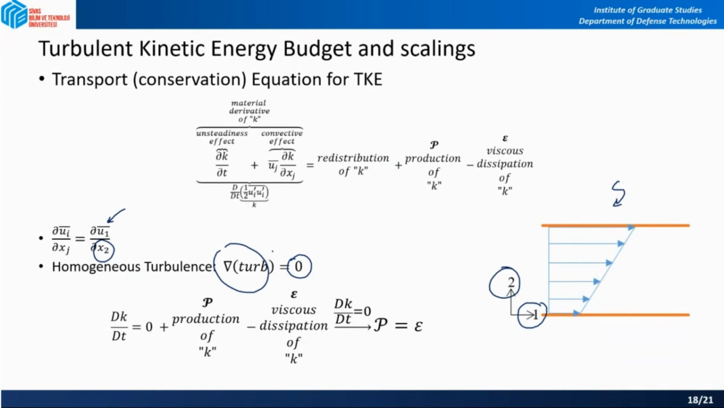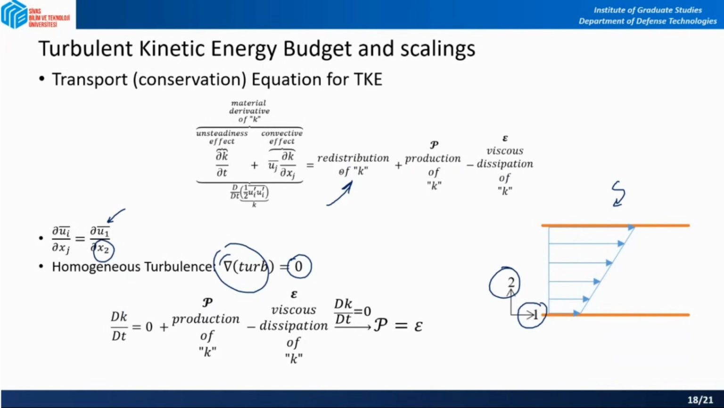Assuming this condition, if you write the transport equation of k again, it will be simplified to this. So dk dt is equal to 0 plus production minus dissipation. Why is the redistribution 0? Because we said that everything related to the divergence in here is 0, so the redistribution term will be 0 if it is homogeneous. Okay?